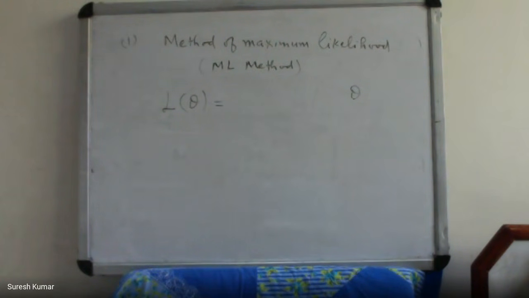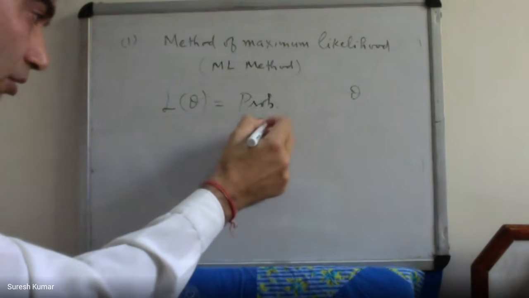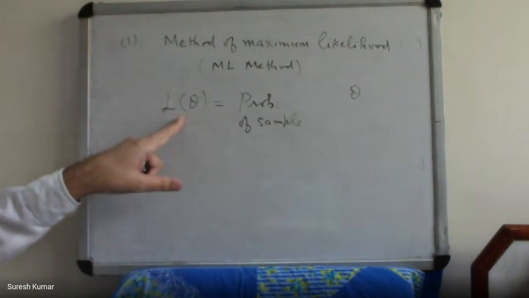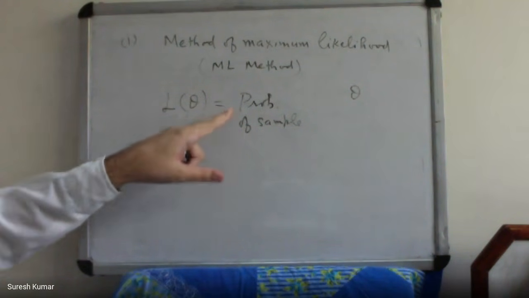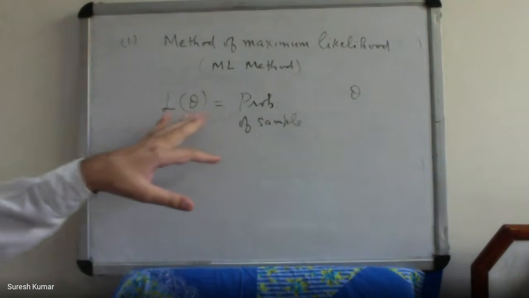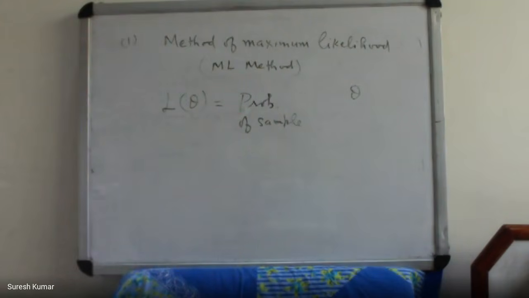Why? Why do we need to maximize? Because this gives the probability of the sample you have obtained. Sample is the true thing. So this function should give the probability of your sample to the maximum value. The value of theta for which L theta is maximum gives the maximum probability of your sample. So this is the principle behind this method.